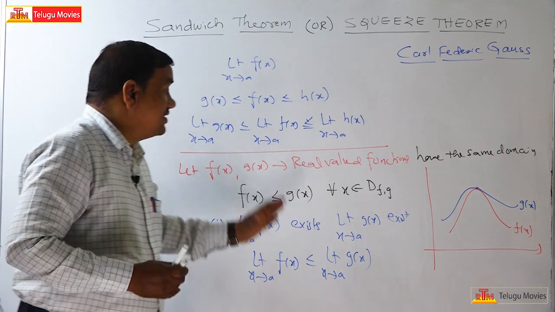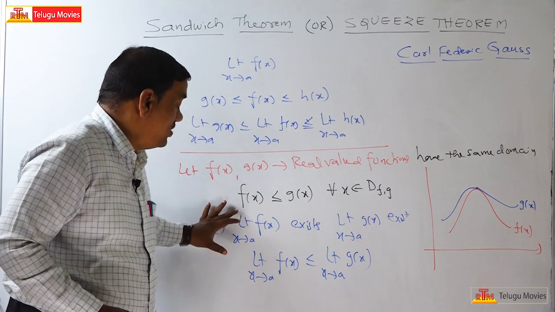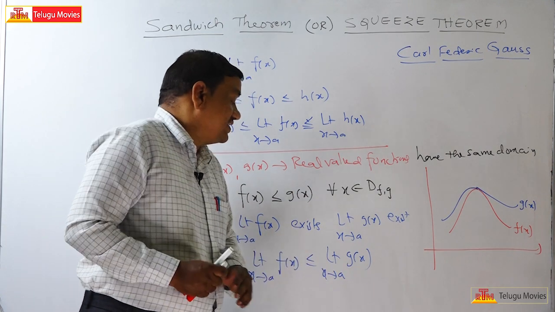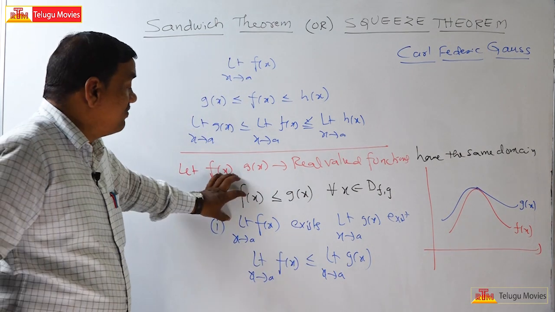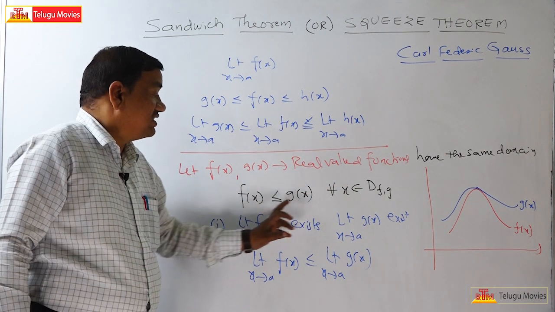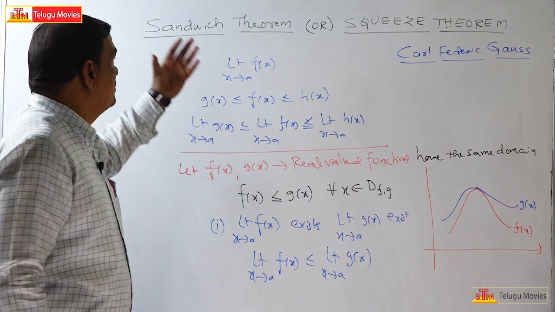So, if both the limits exist, then the limit value of f of x is always less than or equal to the limit value of g of x. This limit value is less than this limit value. Okay, now. So, when f of x is less than or equal to g of x, this is the first form of the sandwich theorem.